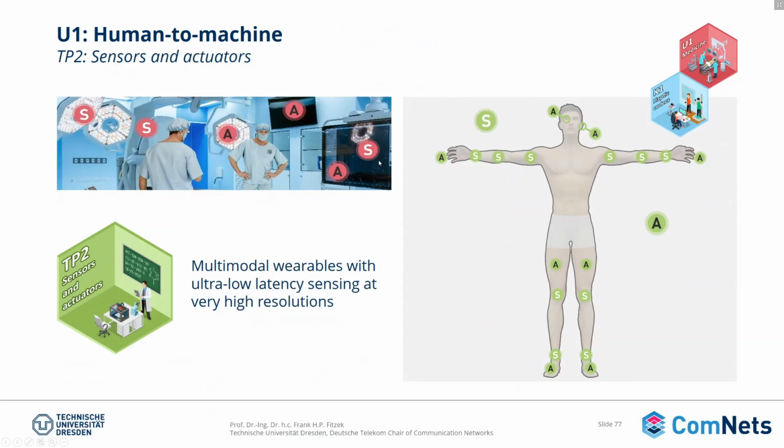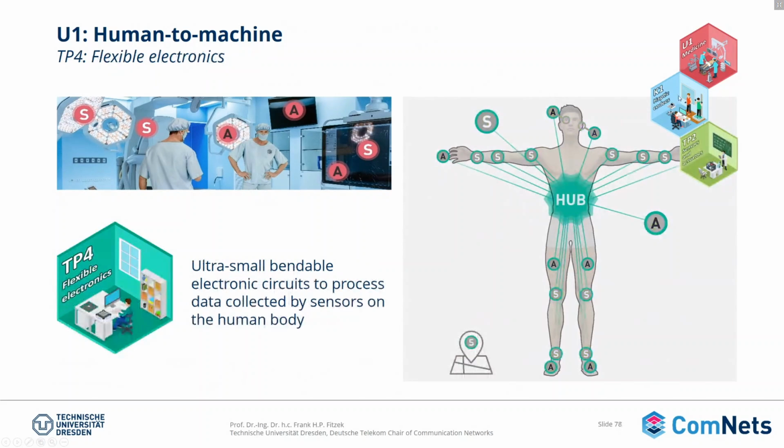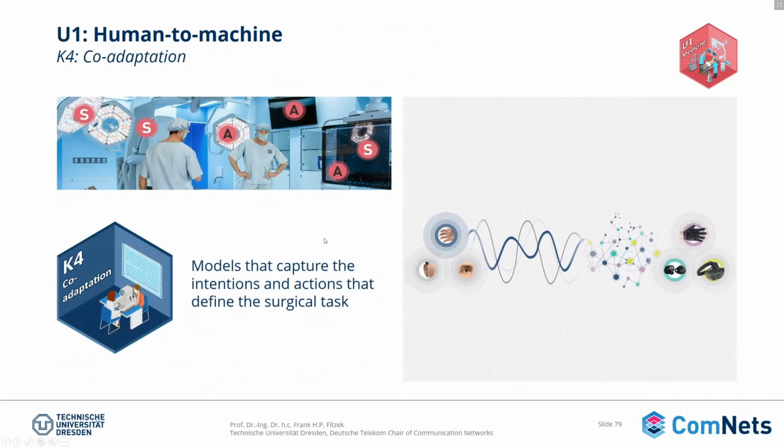And what you see here is also how we build these rooms on top of each other. So the U1 room will say, I need K1 for sure, right? And K1 will say, I need TP2 for that, right? Ultra small bendable electronics, right? And U1 will also say, I need K4, right? Models that capture intention and actions.